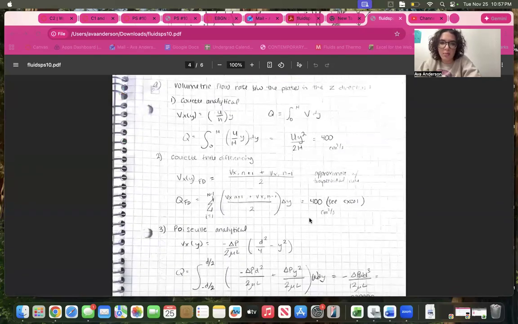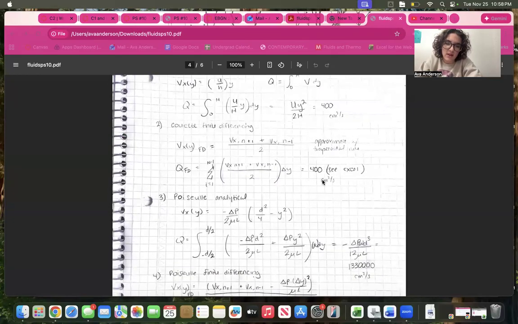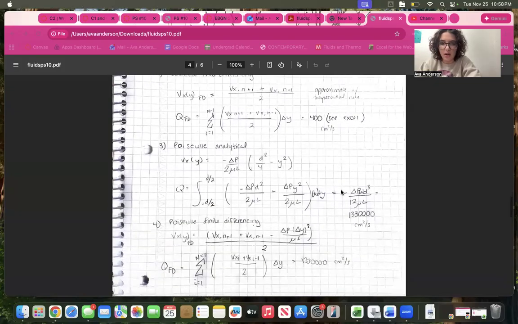For volumetric flow between the plates in the z direction, you're basically taking the integral from one boundary to the other boundary of the velocity dy. For Couette, it's basically the integral from 0 to h of u over h times y dy, and ends up being 400. For finite differencing, you're using a sum of rectangles since you don't have an actual form to go off of, and that gets you 400, same as the analytical solution.